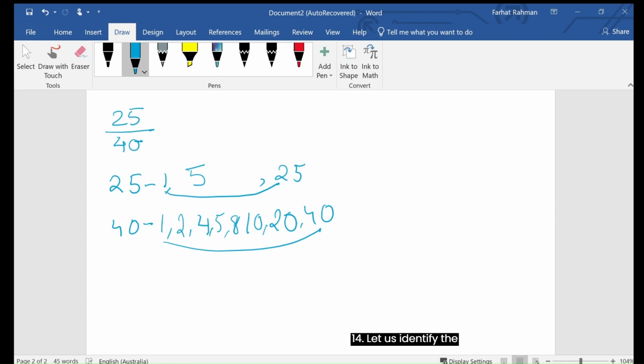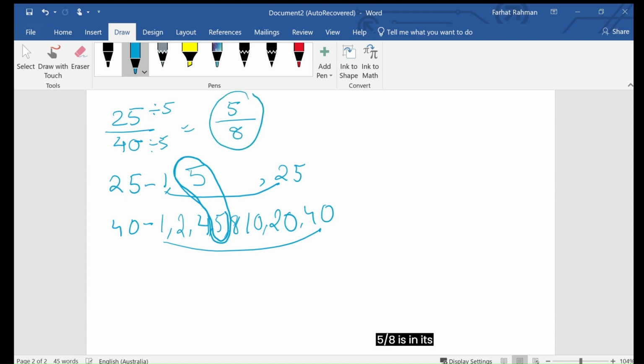Let us identify the highest or the greatest common factor here. I can see the greatest common factor here is 5. So I will be dividing both my numerator and denominator by 5. 25 divided by 5 gives us 5 and 40 divided by 5 gives us 8. So 5/8 is in its simplest form.